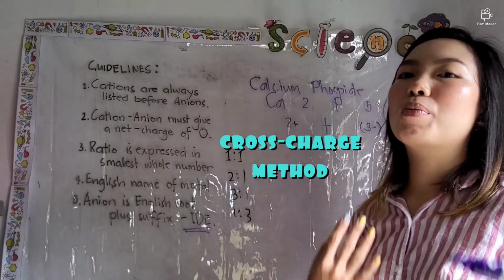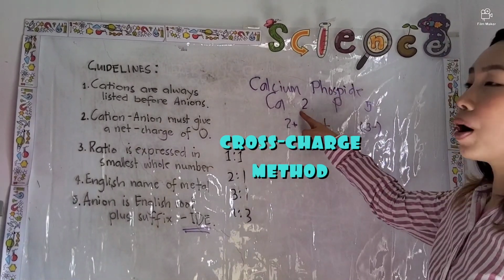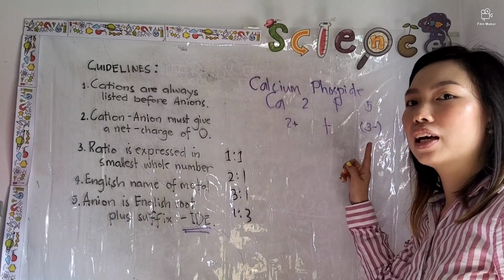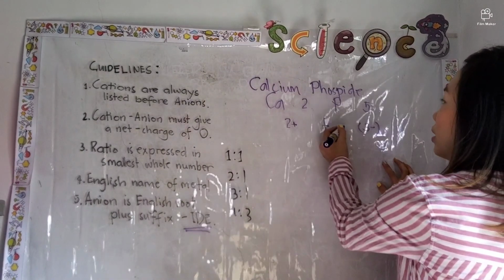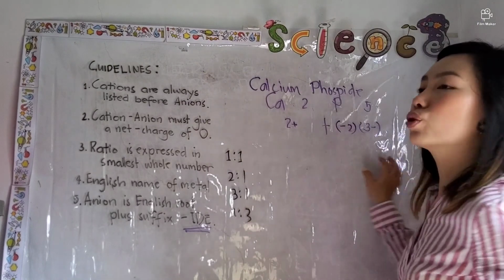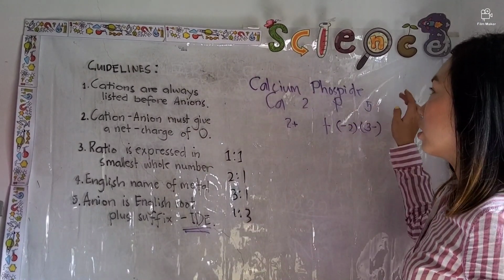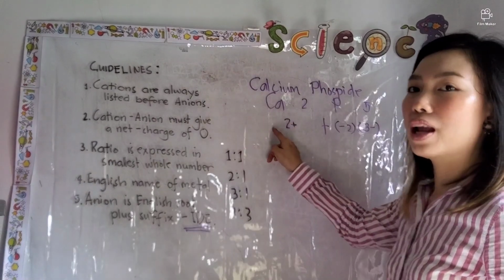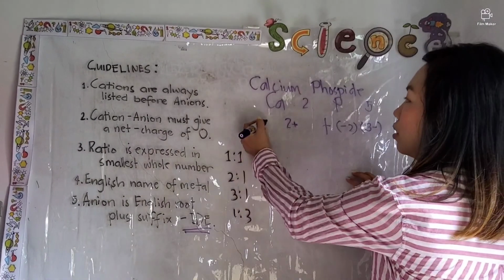So, in the cross-charge method, yung positive 2 ni calcium ay dadalhin mo sa kabila. Pag dinala mo sa kabila, it will become negative 2. And then, the charge of 3 sa phosphorus, pag dinala mo dito sa kabila, will become positive 3.